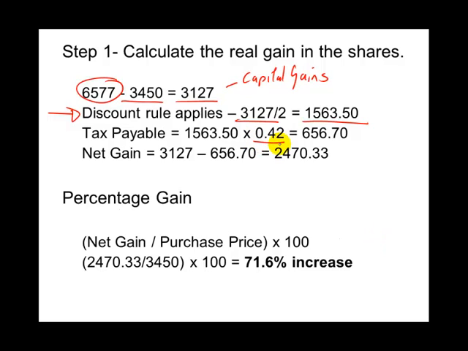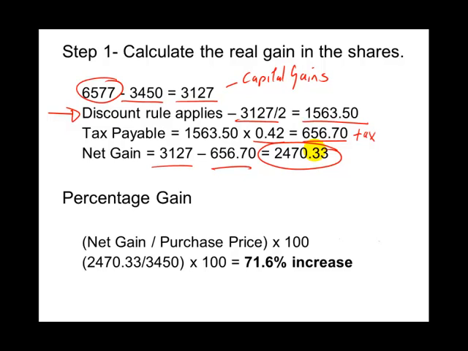The tax rate is 42%, so her tax that she has to pay is $656.70. The net gain, which is taking into account that she has paid tax, is your 3,127, take away the tax that you've got to pay, so the total gain that she has made is $2,470.33. So we want to express that as a percentage.